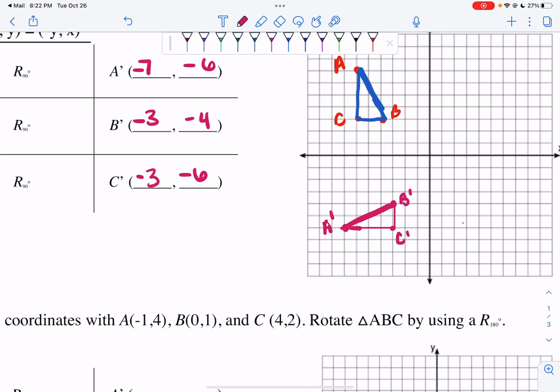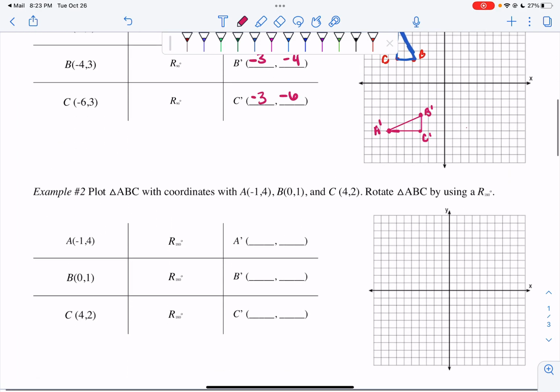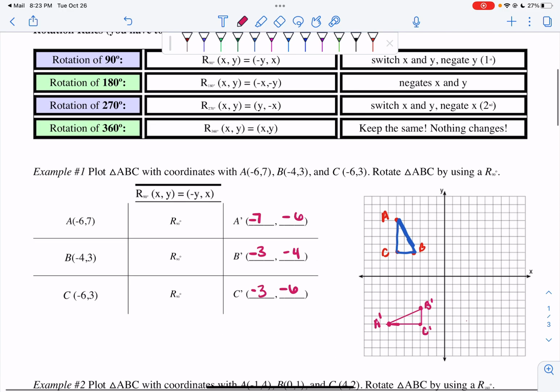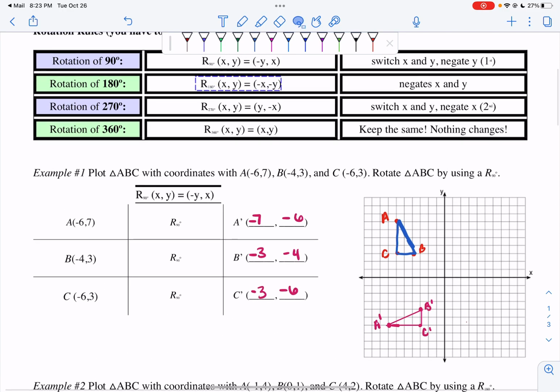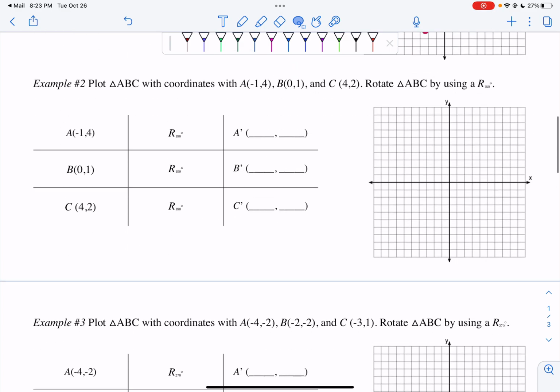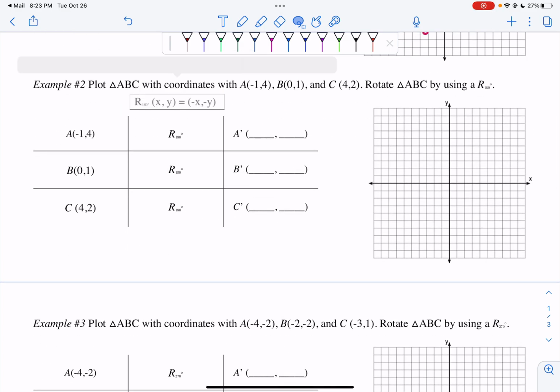So this is a rotation of 90 degrees. Now let's look at how to do a rotation of 180 degrees. So I do a rotation of 180 degrees. My X and Y values stay in the exact same order. I just negate both of them.